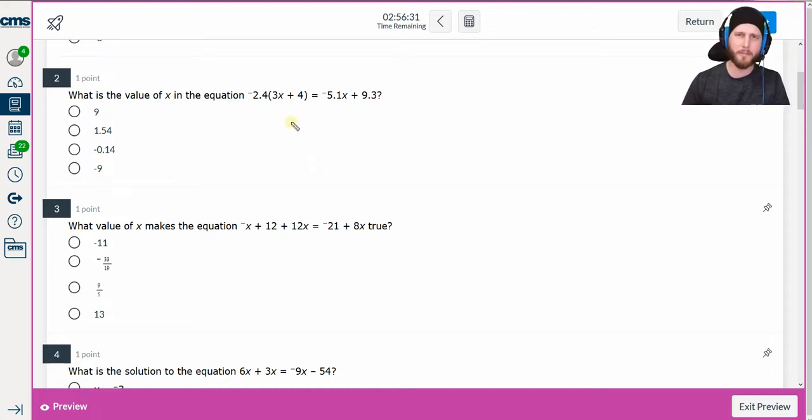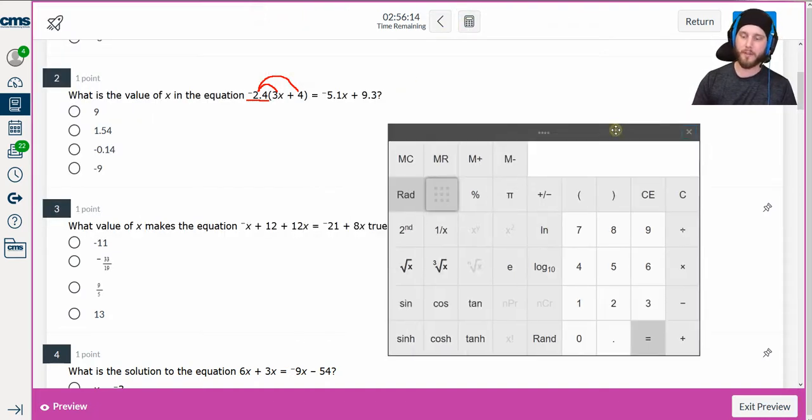So this one has some distributive property going on. We have negative 2.4, and that's going to be distributed to 3x and 4. So we've got negative 2.4 times 3. Lucky for us, this is calculator active, so we can double check. Negative 2.4 times 3, that is going to give me negative 7.2. So we can go ahead and write that down.